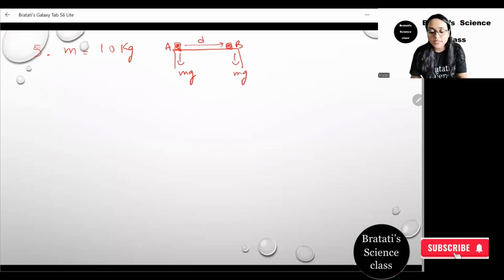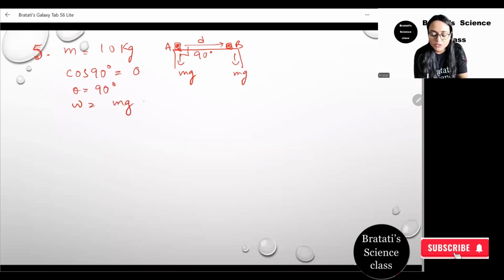But is any work done? Work is not done because, why? It is 90 degree. 90 degree means cos 90 equals 0. Here theta is 90 degree. So W equals F into D. Here F cos 90 is 0. So no work is done.